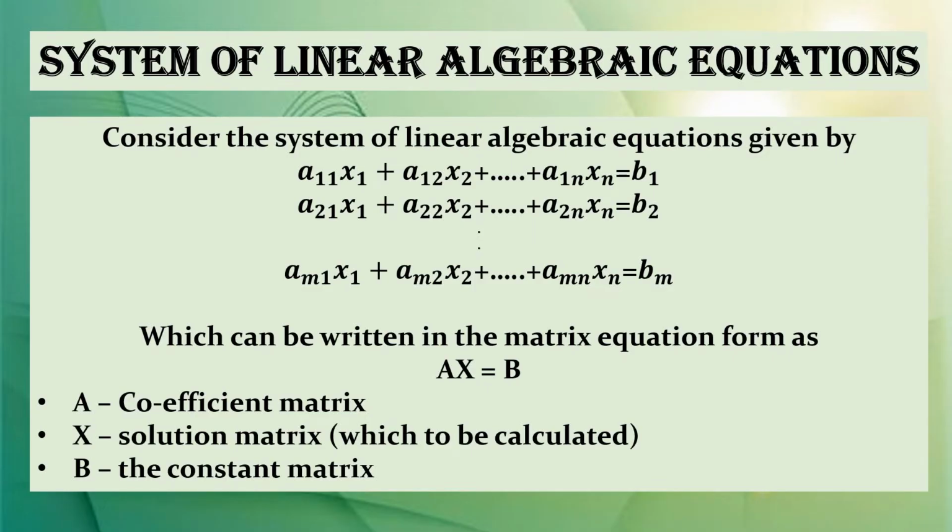Considering the given system of algebraic equations, this can be written in the matrix equation form as AX is equal to B, wherein A is the coefficient matrix and X is the solution matrix, which is the one to be calculated. For example, we are finding the value of x, and B is the constant matrix.